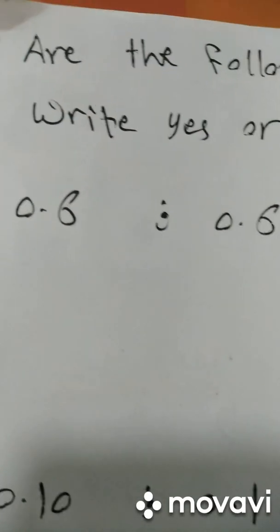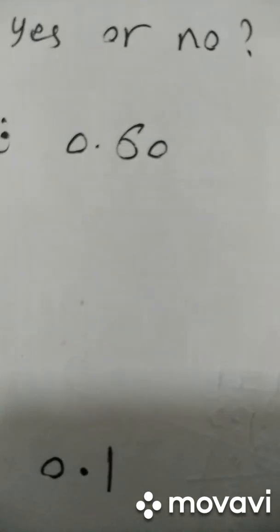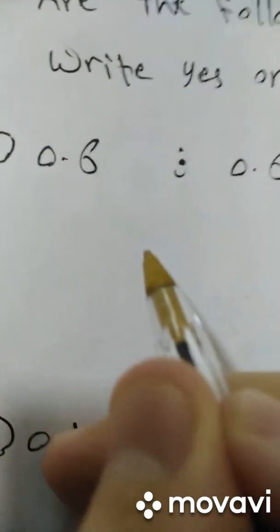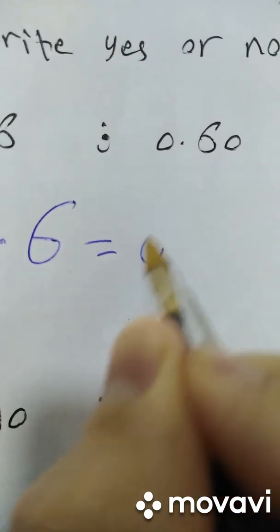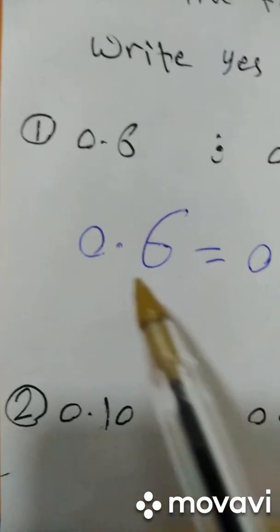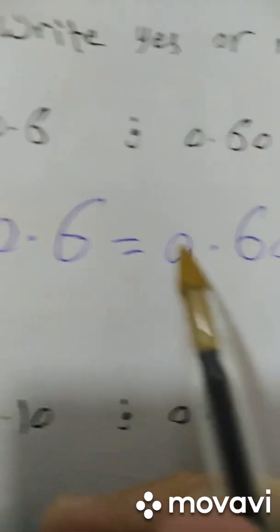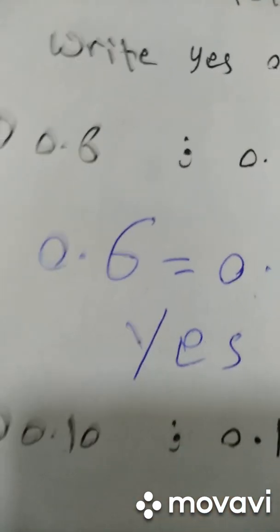The last example. Are the following decimals equivalent? Write yes or no. Number 1, 6 tenths and 60 hundredths. Are they equivalent? We know that 6 tenths equals 60 hundredths. So they are equivalent. So tell him yes, they are equivalent.